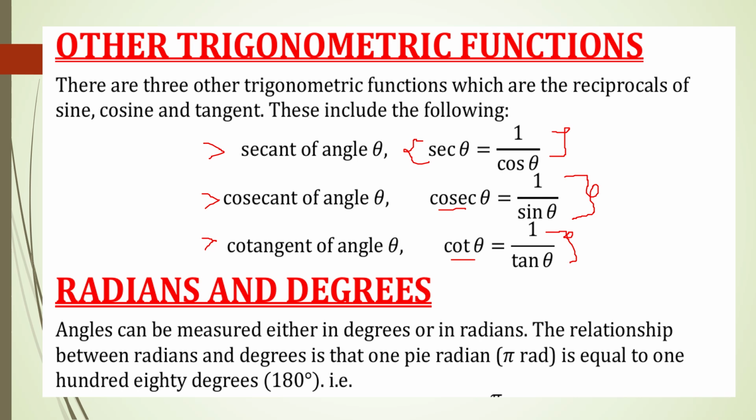Now having looked at that, let's look at how we can relate radians together with degrees. Angles can be measured in either degrees or radians. The relationship between radians and degrees is that pi is going to be equal to 180 degrees. So now we are going to be looking at how we can convert degrees into radians and how we can convert radians into degrees.